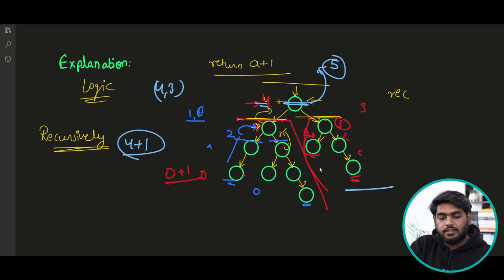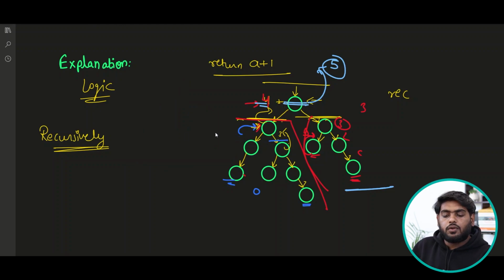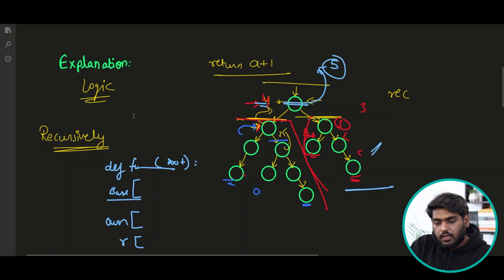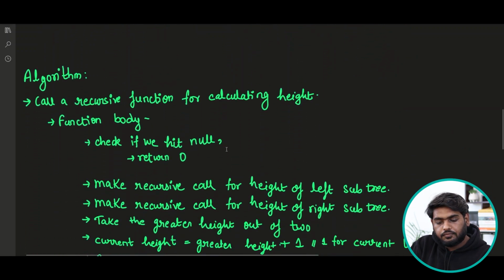Let's try to write some code for it. Okay? What is going to be the design of the recursive function? If I have to make up a function, let's say this is my function and it is receiving root. What is going to be the design? I have to write my base case, I have to do my own work, and I have to return the answer. This is the basic design of any recursive function, and we are going to be implementing the same thing for this tree.